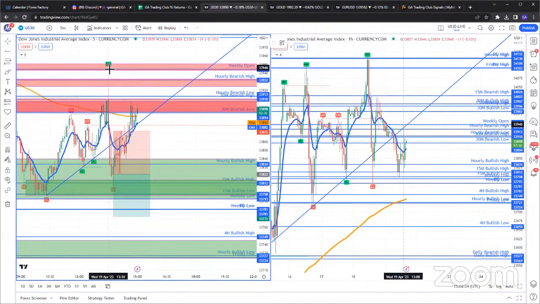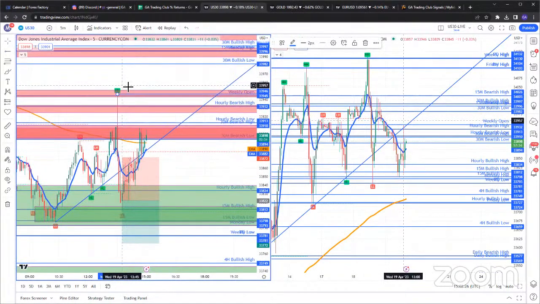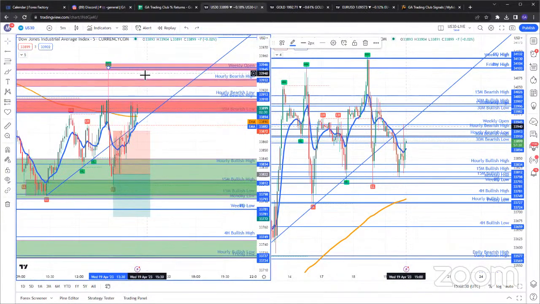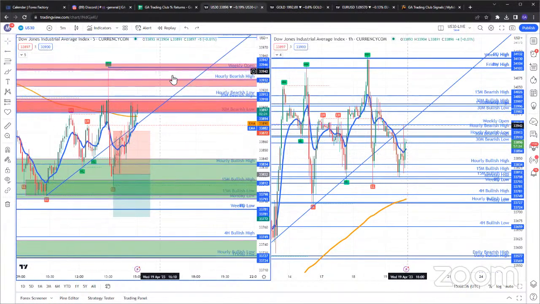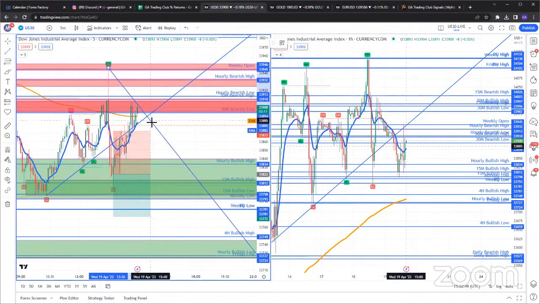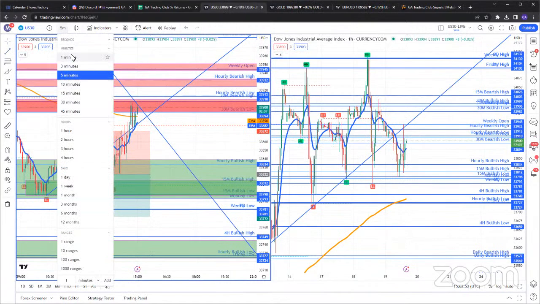So what I would do is draw this trend line to the upside, which ideally would be a hanging trend line. Oh, I know what's happening. Just a second. That's not a trend line. I would just draw this, and it would be a hanging trend line. And then go to the 1 minute.